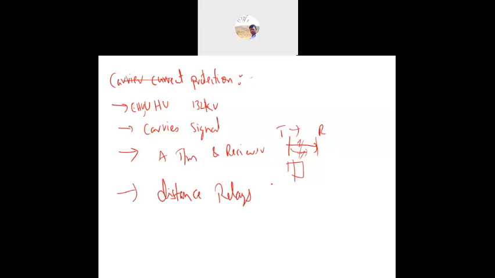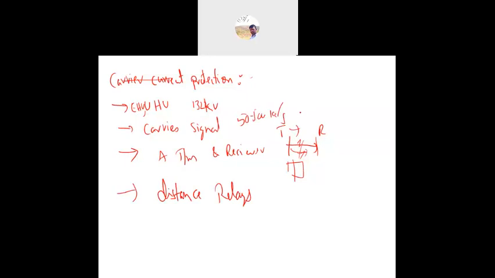So here is the carrier current protection scheme. It is used for EHV and UHV lines, extra high voltage and ultra high voltage lines, and also for 132 kV lines. A carrier signal in the range of 50 to 500 kc/s is used for this purpose.